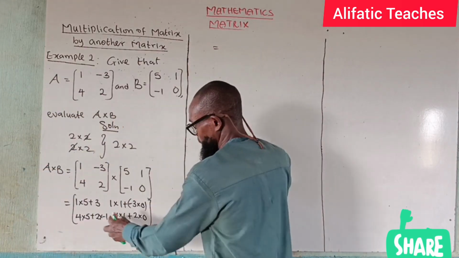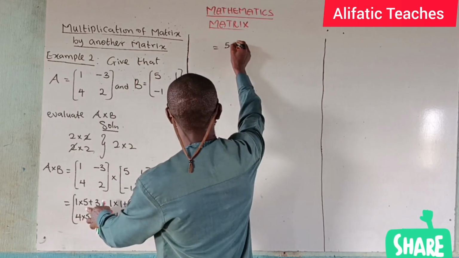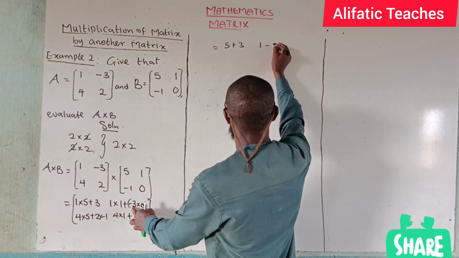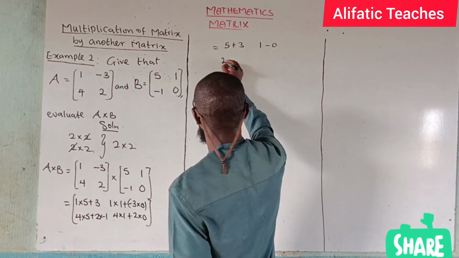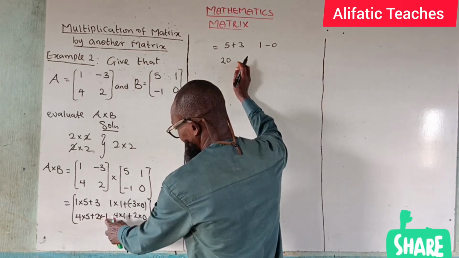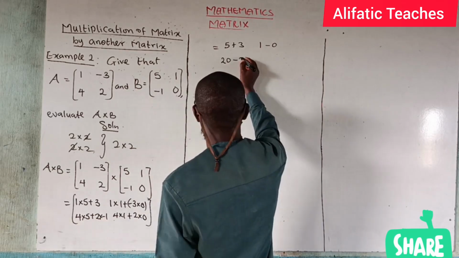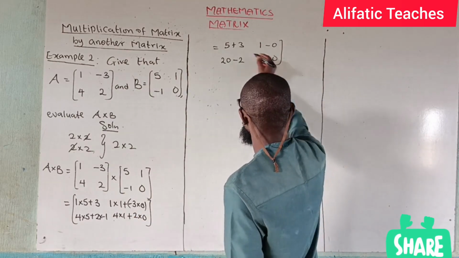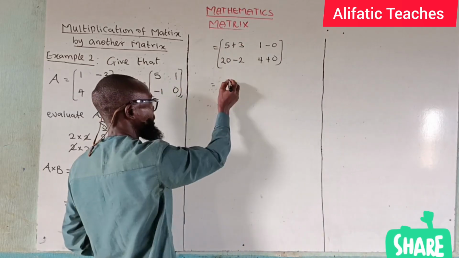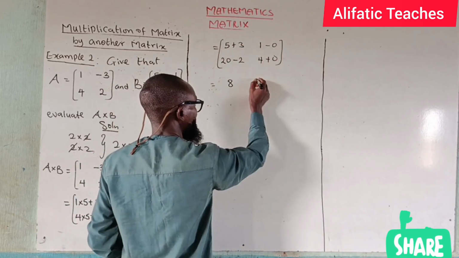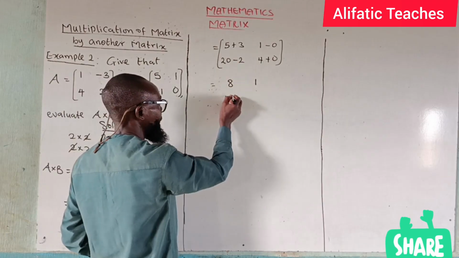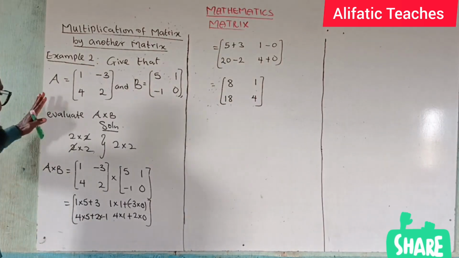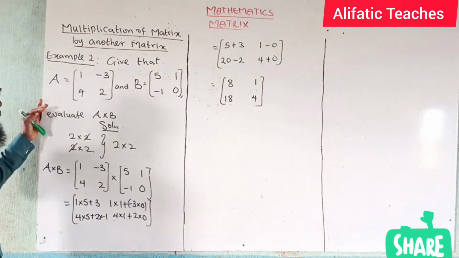Then we have 1 times 5, I have 5 plus 3. 1 times 1, 1 plus, minus, minus 0. 4 times 5, 20 plus, minus, minus, then 2 times 1, 2. 4 times 1, I have 4 plus 2 times 0, 0. So finally, we can have 5 plus 3, 8. 1 minus 0, 1. 20 minus 2, 18. 4 plus 0, 4. So when you multiply this matrix A by B, we're going to have that.